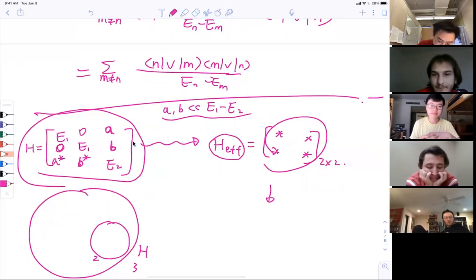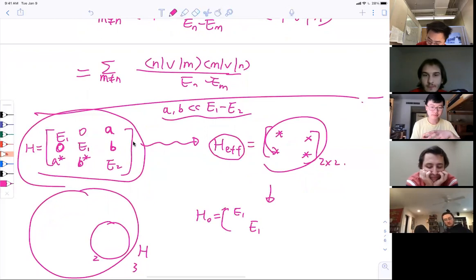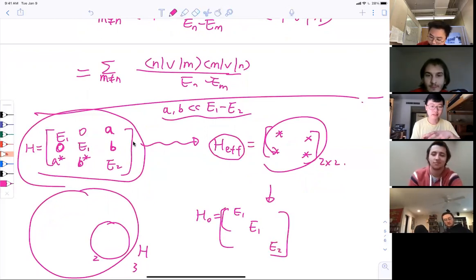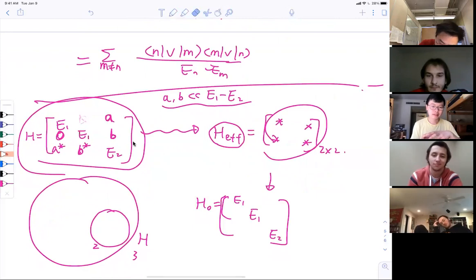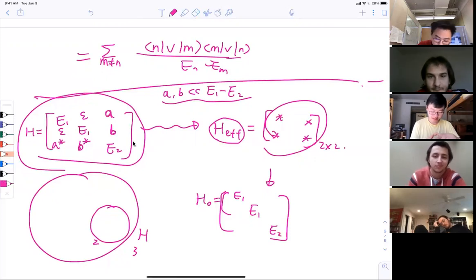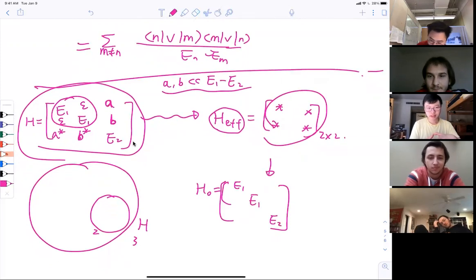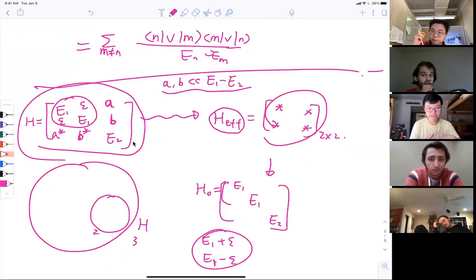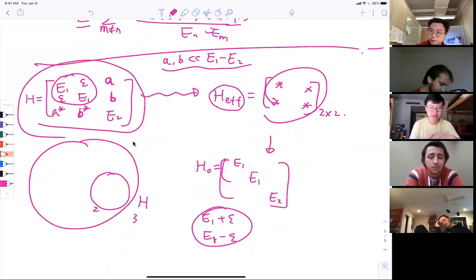Sorry, this is okay. So up to 0th order is E1, E2. Sorry, E1. 0th order looks like this, right? And to second order, imagine if this is epsilon, this is another epsilon, then to first order, the energy I guess would be E1 plus epsilon, E2 minus E1 minus epsilon. In this case, your subspace no longer degenerates, and then you can apply the standard formula you have.